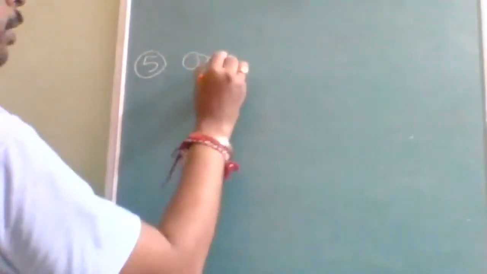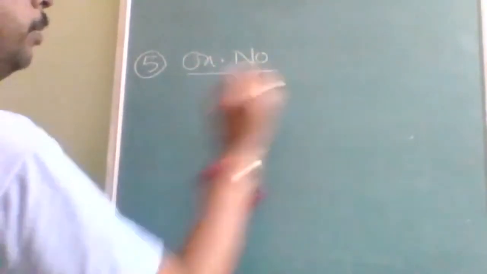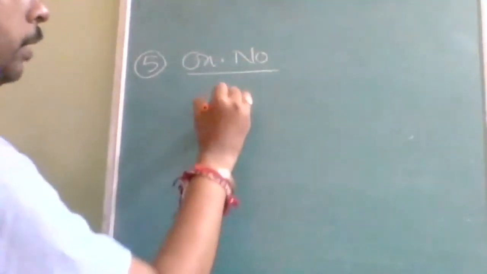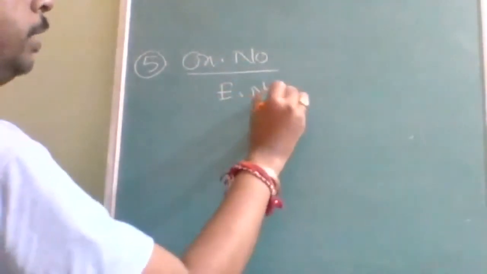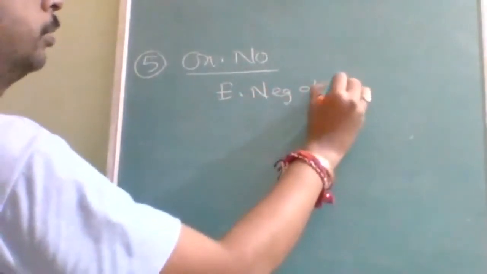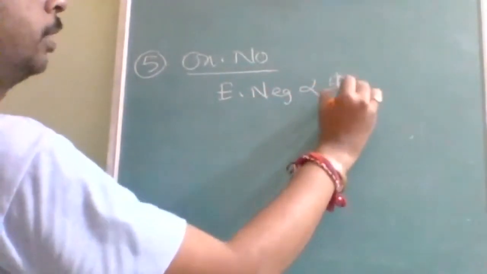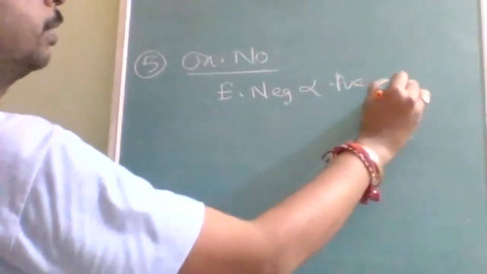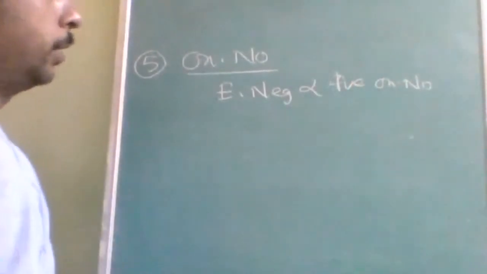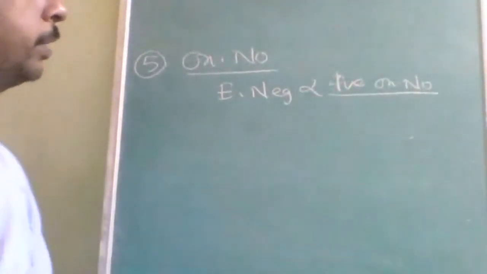Fifth factor is oxidation number. Now here I am talking about the positive oxidation number. Electronegativity is directly proportional to positive oxidation number, because it is attracting. So attraction will be there when positive charge is there.